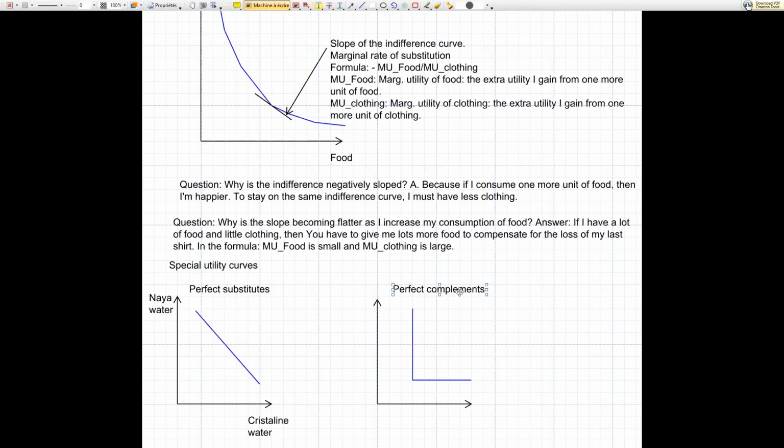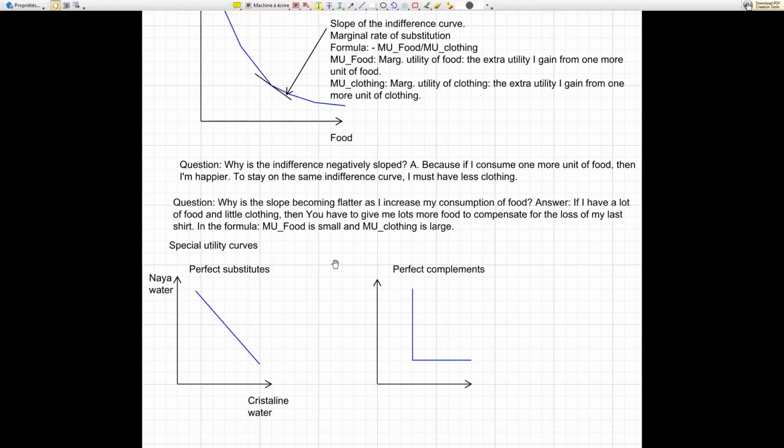Yeah, an example is not all that easy to think about. So I'm going to give you the classic example: left shoe and right shoe. Why? Well, maybe I could draw a few more indifference curves, because, you know, I have an infinite number of them.